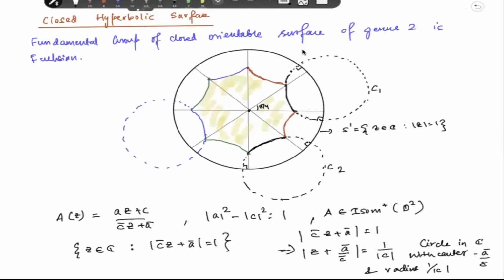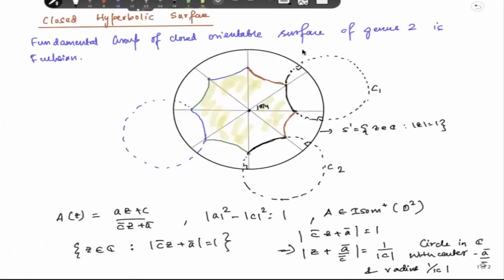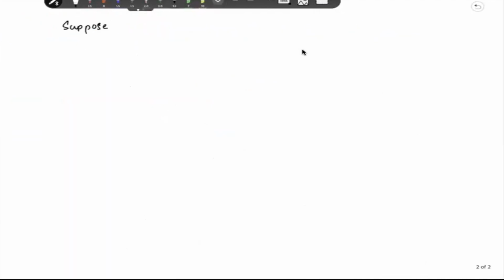Now let us make another observation. Suppose Z satisfies this thing. So Z belongs to the set, Z belongs to C such that mod of C bar Z plus A bar is equal to 1. So suppose mod of C bar Z plus A bar is equal to 1.